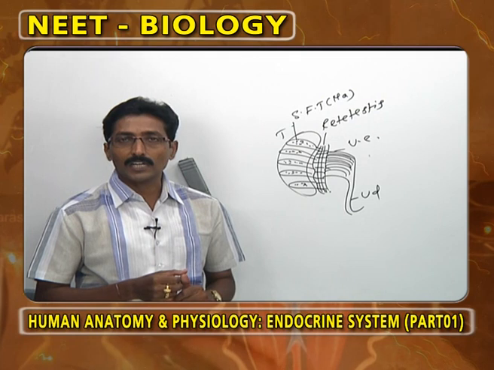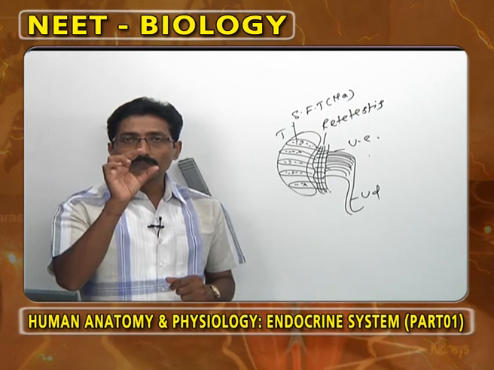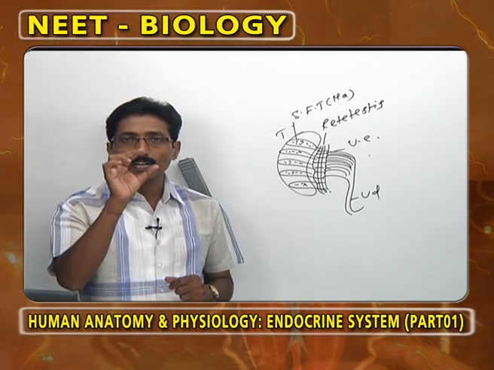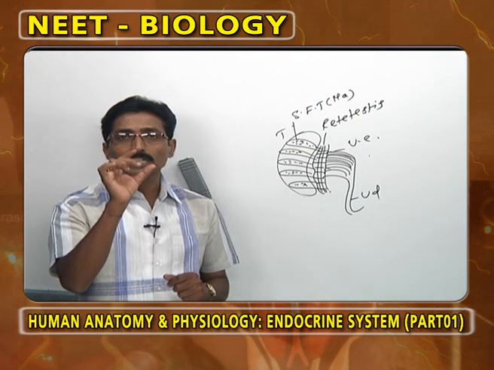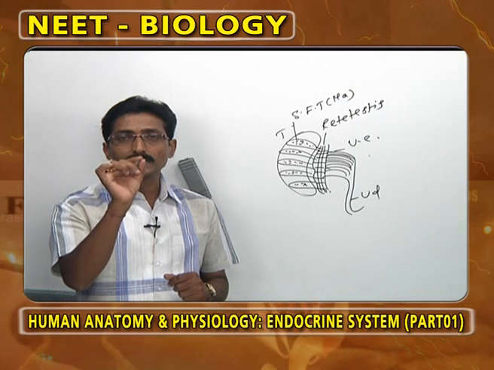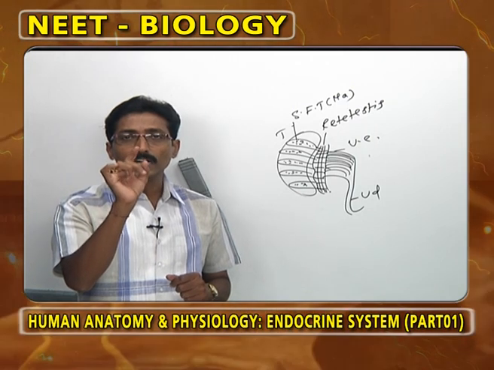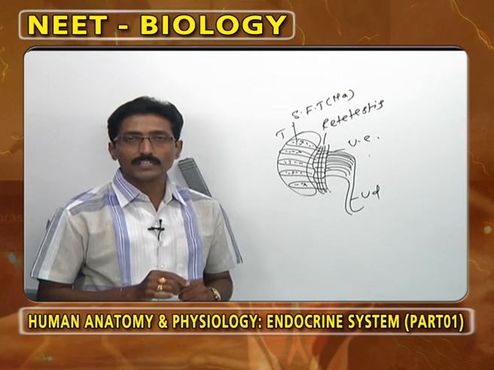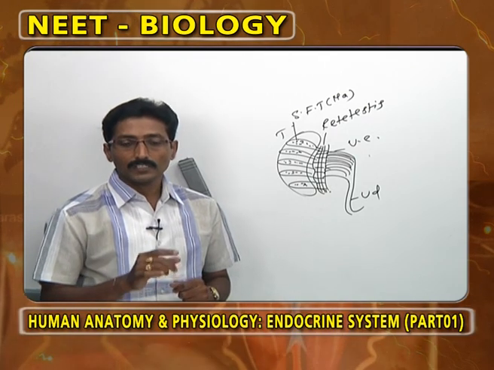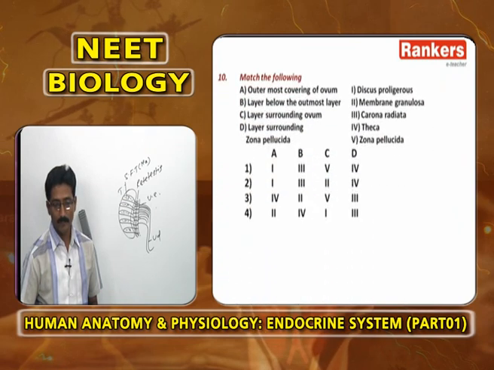What about ultrafiltration? Ultrafiltration occurs in the glomerulus. After ultrafiltration, what is the result? That we call RF. RF means renal fluid. Now based on this, the answer is third. Now we go for the next question.